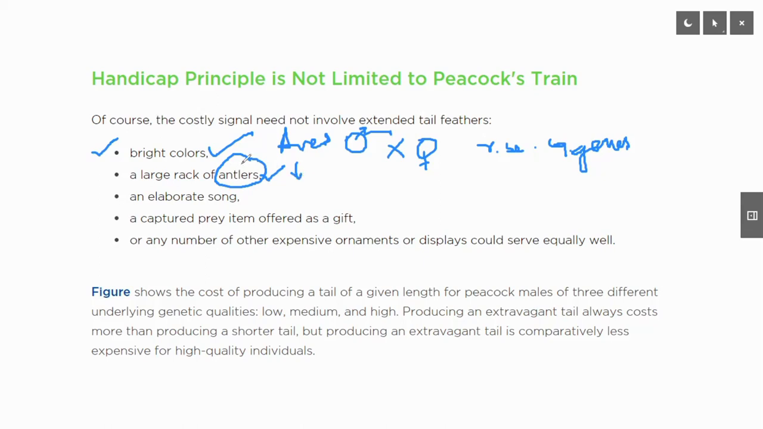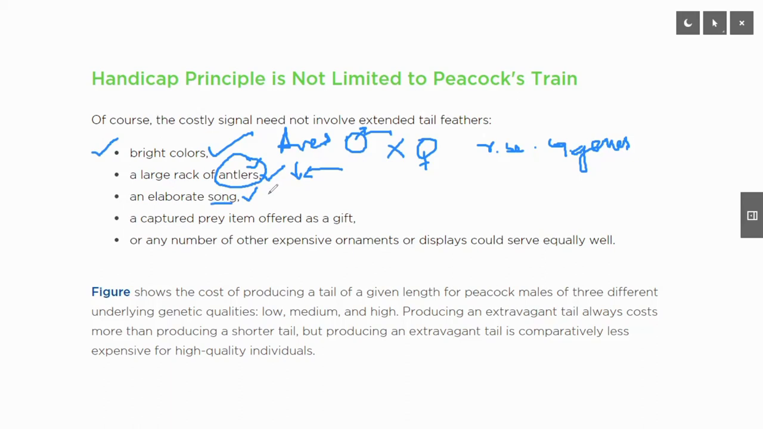Say, for instance, antler is a handicap, it reduces the fitness of the possessor, but a female chooses an individual with antlers because it is healthy as far as its genes are concerned. How? We have already discussed these things in previous slides. And elaborate songs, song production in birds. This is yet another, similarly in other animals as well, like in frogs. It produces songs to attract the mate.